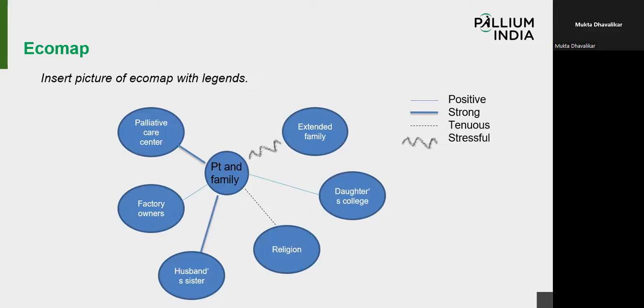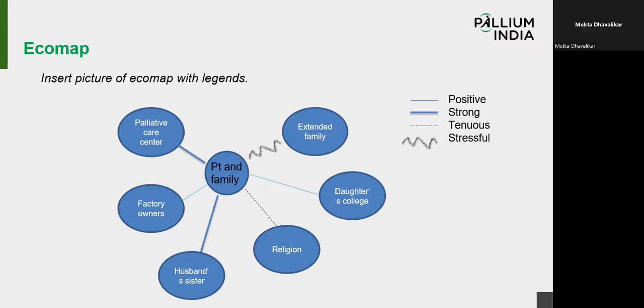So, coming to the eco map, just looking at the systemic context in which we find the patient and the patient's family, there is a positive relation between the patient and her husband and their boss, that is the factory owners and the supervisors over there. They have had a positive relationship, although they are not overly supportive or going out of their way to help them out. But they are understanding and they do have a positive relationship. The same goes with the daughter's college as well, with the management and the faculty over there.